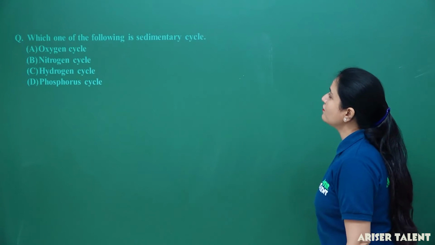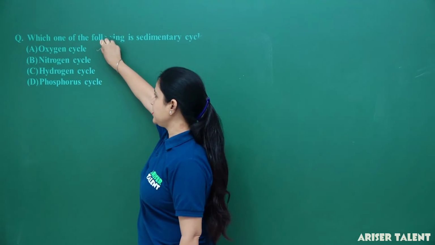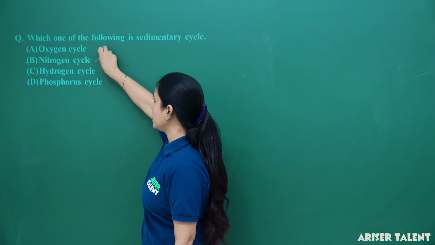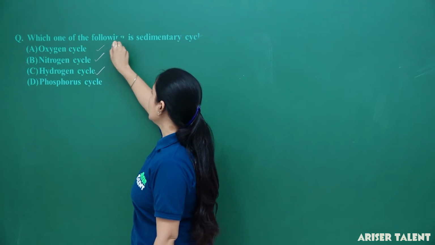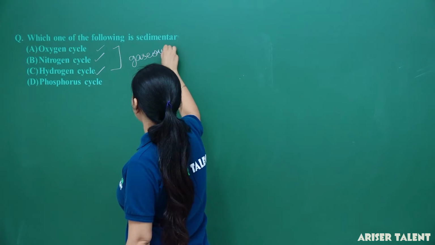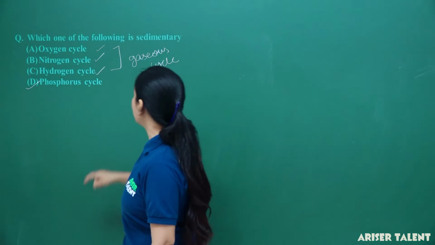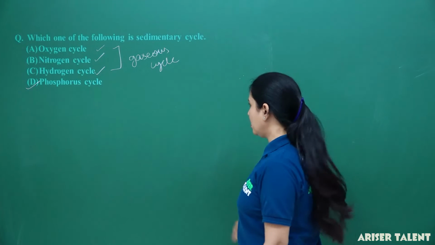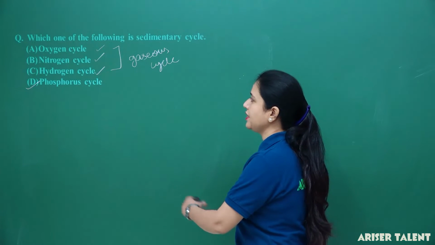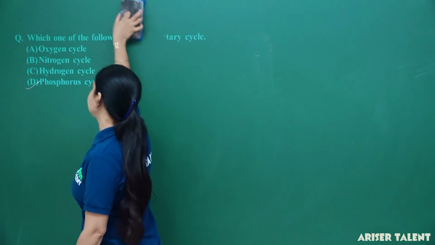Next is, which of the following is a sedimentary cycle? Oxygen cycle, it is a gaseous cycle. Nitrogen cycle is also a gaseous cycle. Hydrogen cycle is a gaseous cycle. So, all these are gaseous cycles. Okay, so what is left? Left is the phosphorus cycle, that is known as a sedimentary cycle. Phosphorus is a sediment, so we can say that the phosphorus cycle is a sedimentary cycle.